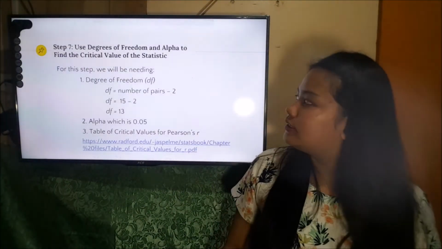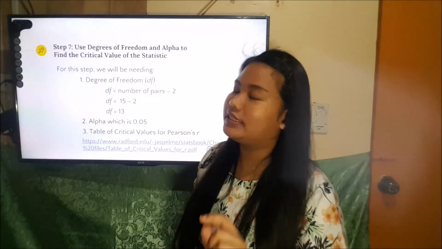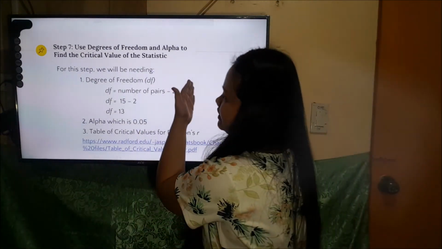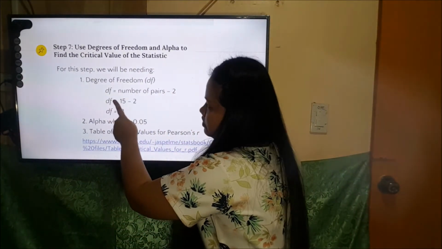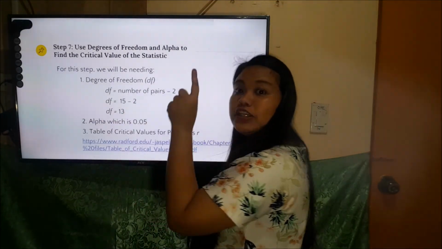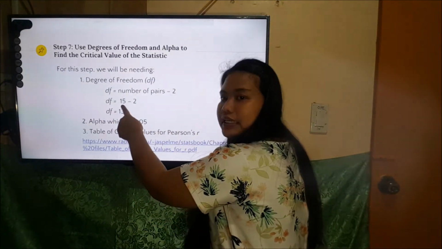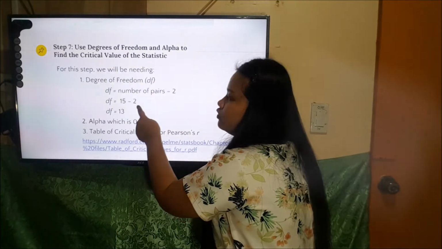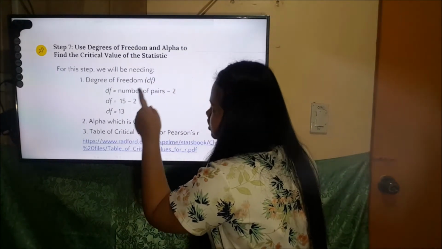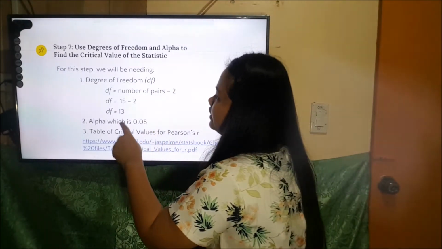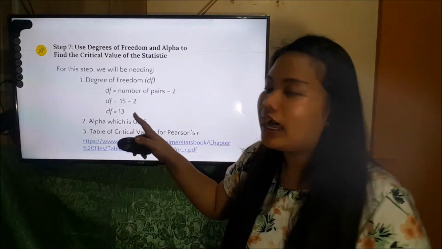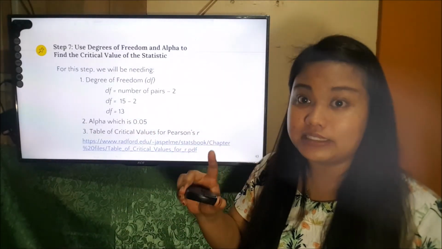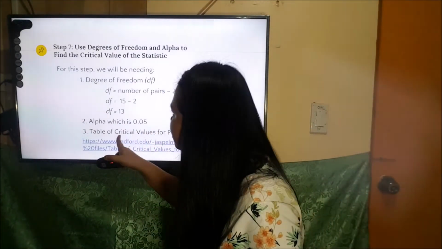Step 7. What we would be needing in this step is this information. We need the degree of freedom. The formula is very easy. Just n minus 2. Since we have 15 participants, minus 2, the answer is 13. So that is our degree of freedom, 13. Second information that we need is the alpha. Our alpha is 0.05.